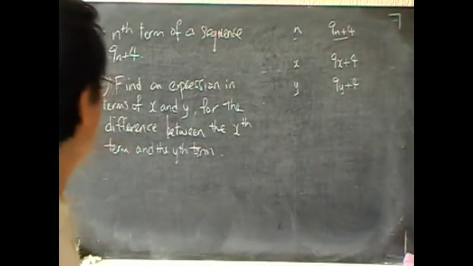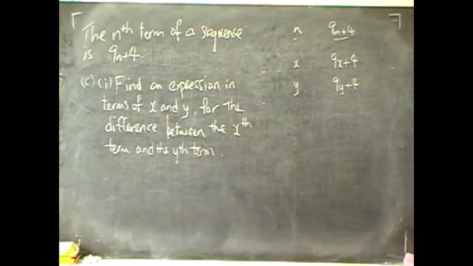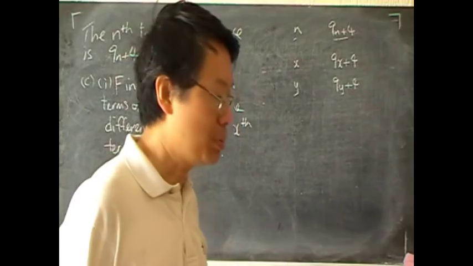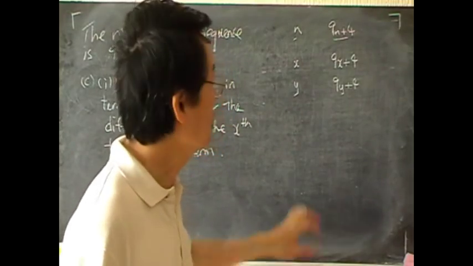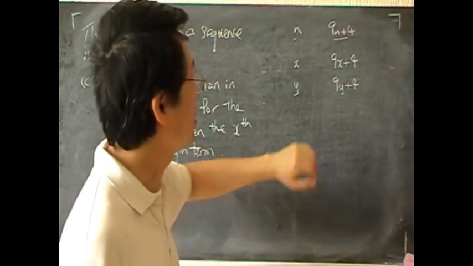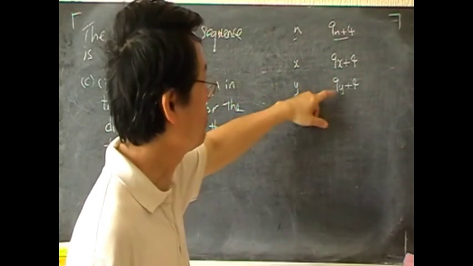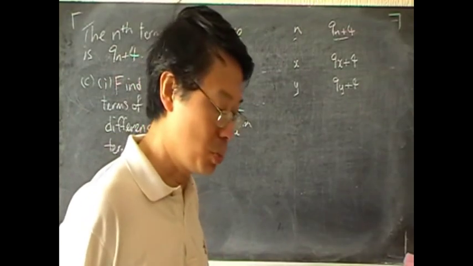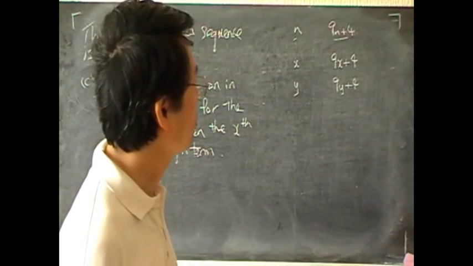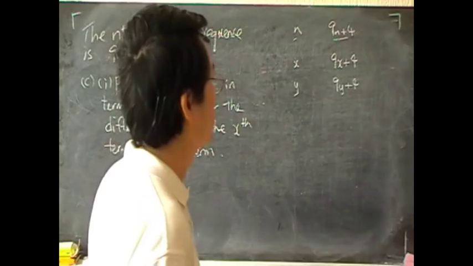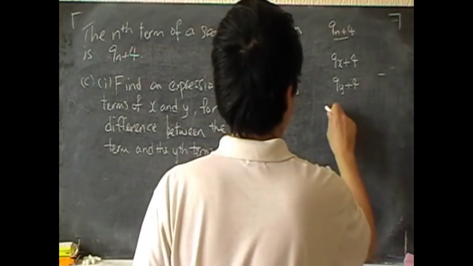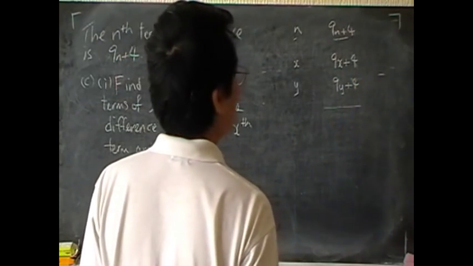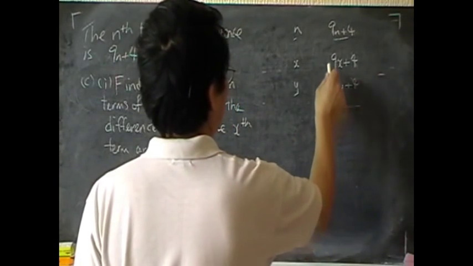And we must find an expression for the difference. Now if you remember part B just now, this is beginning to look very similar. We have two terms and we must find the difference. Now that we have been through part B, we know what to do. We need to subtract those. So 4 and 4 cancel. We have 9y minus 9x.